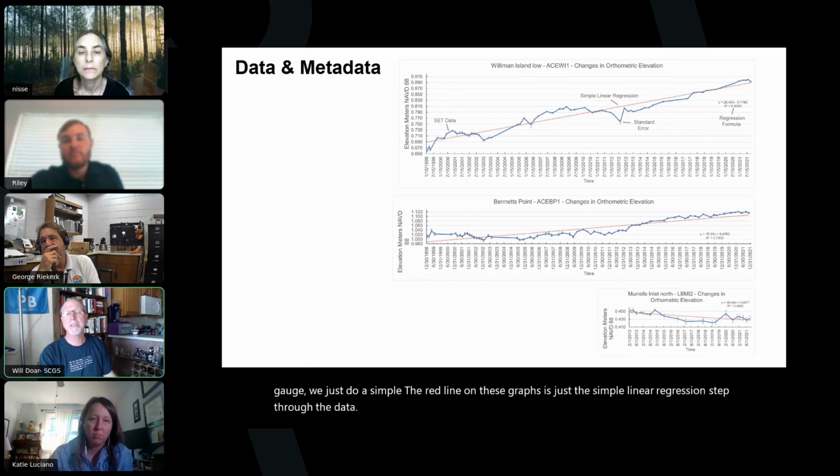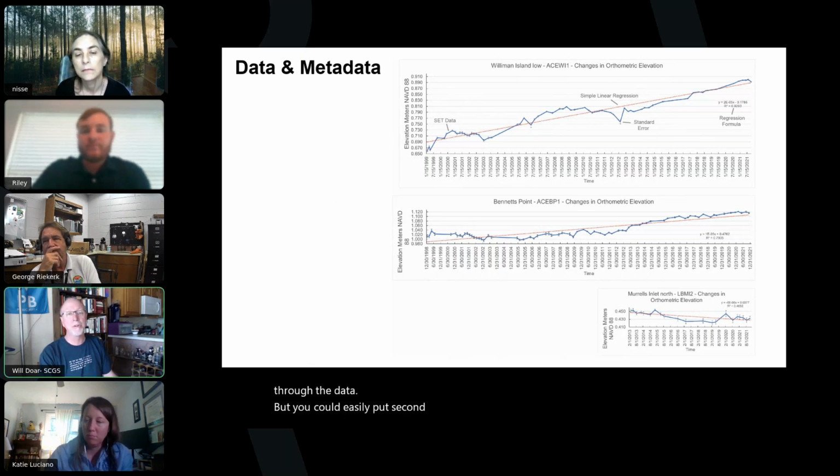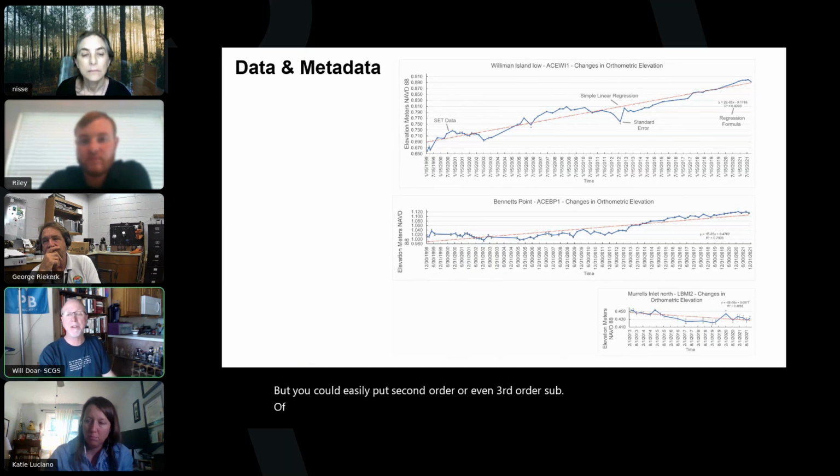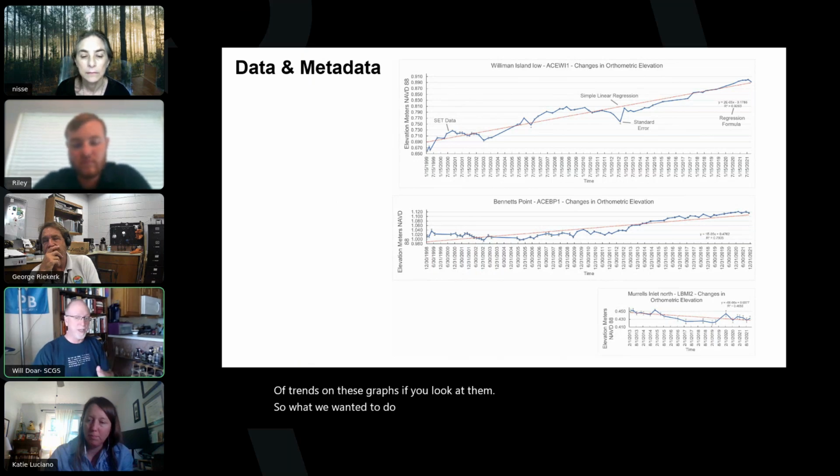But you could easily put second order or even third order trends on these graphs if you look at them. So this is what we've done, and I consider this maybe the most basic level of processing of the data from the SETs.